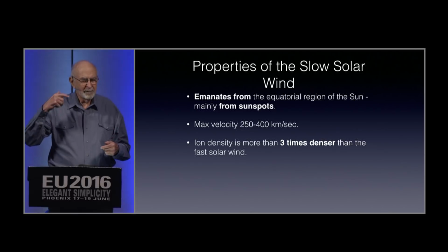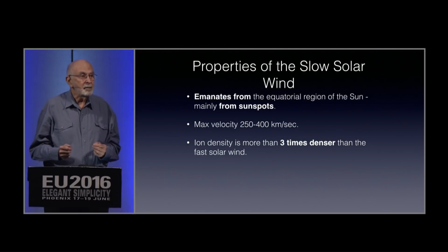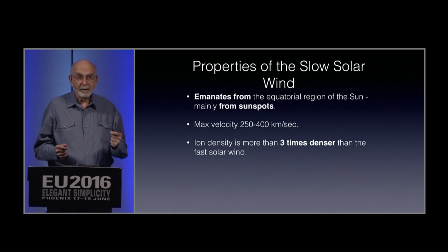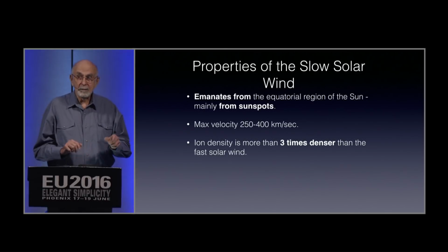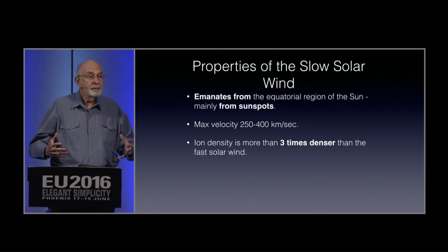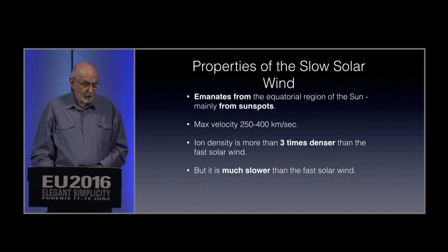My memory crutch on this is that the fast solar wind is like a sports car. It goes like hell, but it doesn't have much space for the groceries. The slow solar wind is like a dump truck. It goes slowly, but boy, can it carry stuff. So the ion density is more than 3 times denser than the fast solar wind. So again, the question is why?